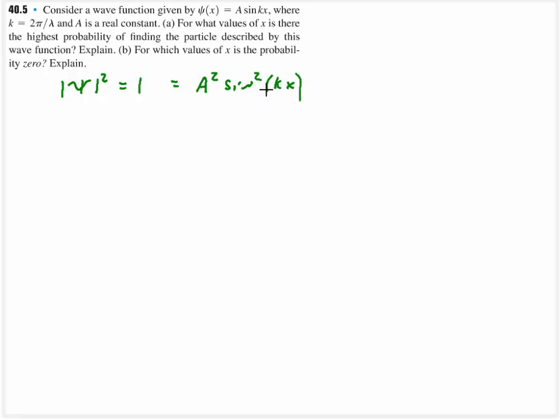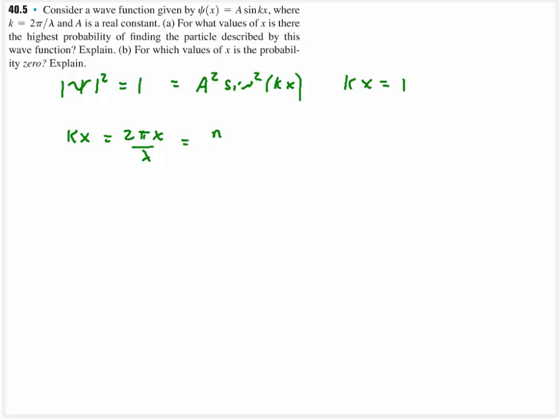And this guy is going to be a maximum, essentially, where kx is equal to 1. Now where is that going to occur? Well, since k is 2 pi over lambda, I'm essentially going to say kx is going to become 2 pi x multiplied by lambda.